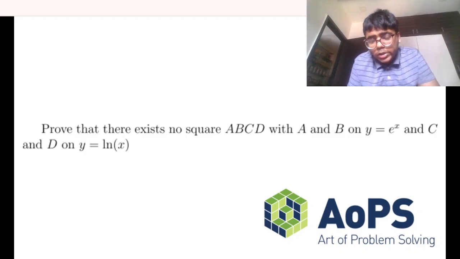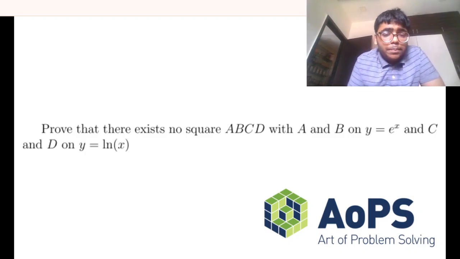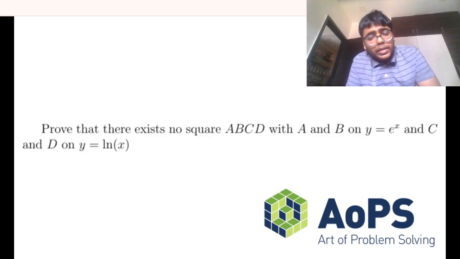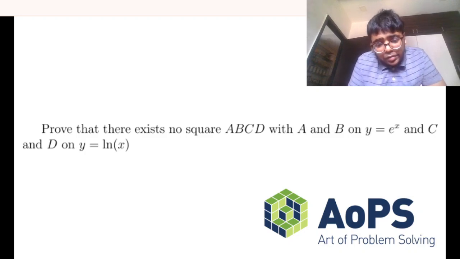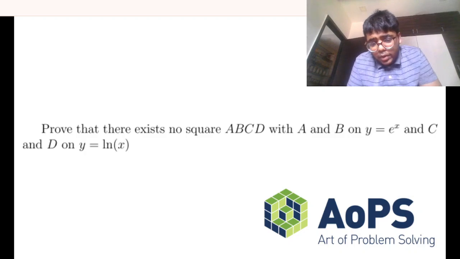Welcome to the first question of the day. What does this question say? Prove that there exists no square ABCD with A and B on y equals e^x and C and D on y equals ln x. I'll give you 5 seconds to pause the video and try the question yourself.